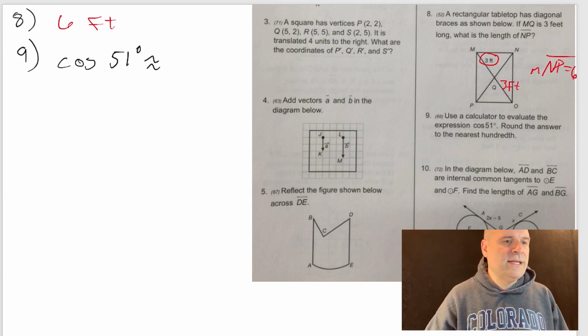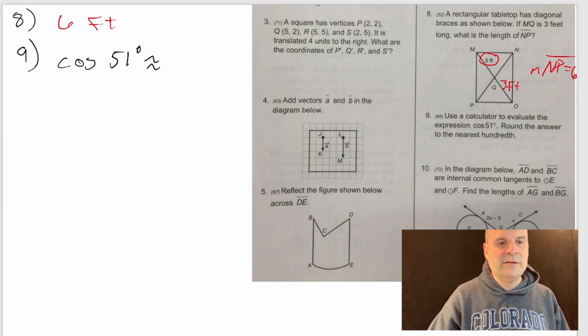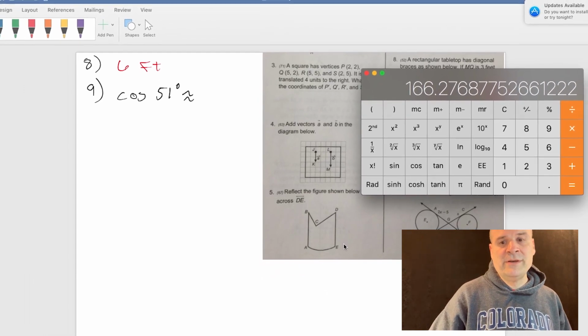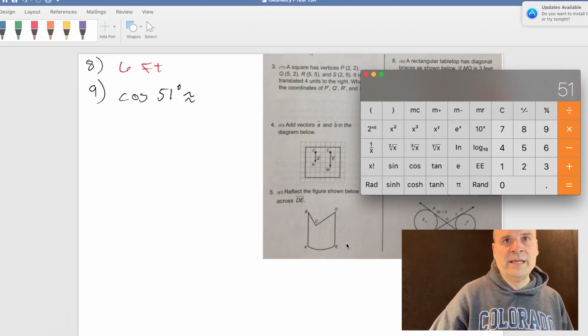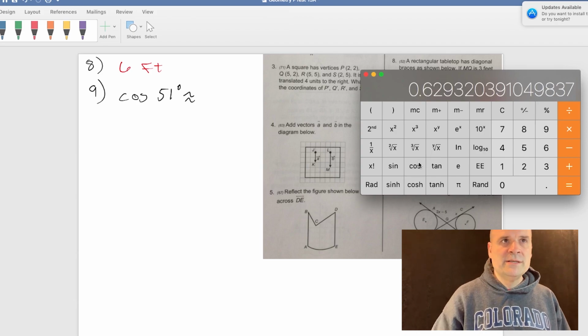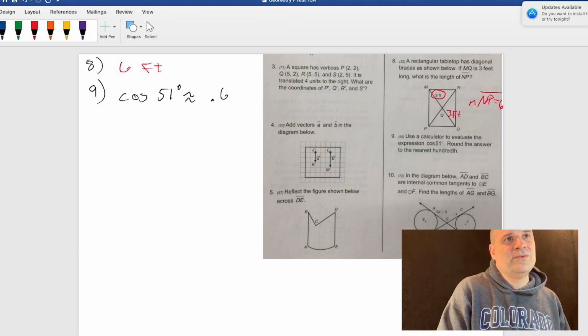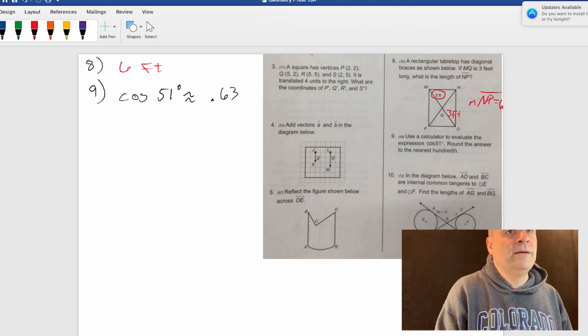So if you have a fancy calculator, you can just write cosine 51, enter. If you have a lame old iPhone calculator or whatever, you have to type 51 and then hit the cosine button. So to the nearest hundredth, that's 0.63-ish, right? 0.63-ish. All right, number 10.